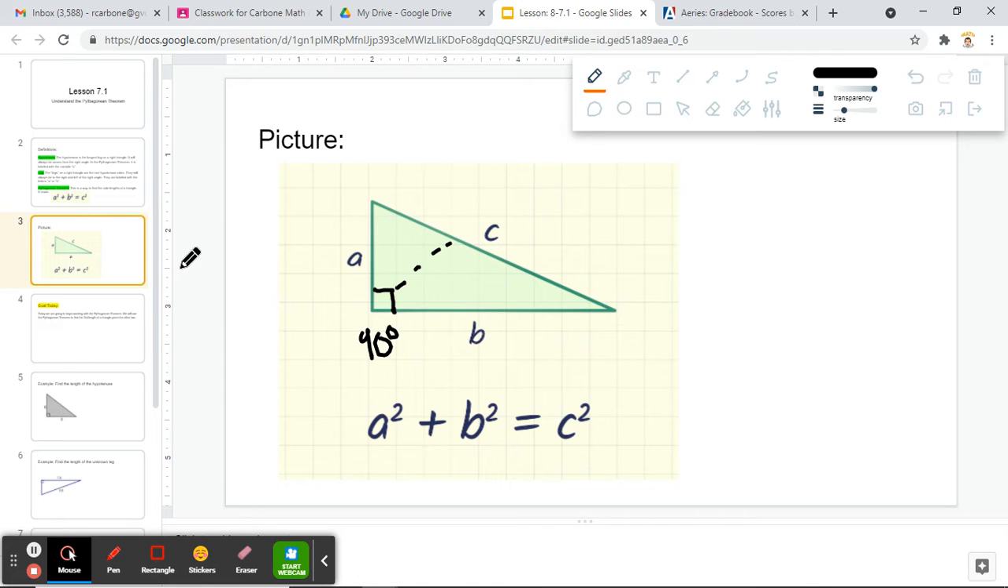Now, the longest side on a right triangle is always going to be the hypotenuse. So it's always going to be across from the right angle. This is the longest side. And we can use this formula, a squared plus b squared is equal to c squared, to find any of the lengths of this triangle.